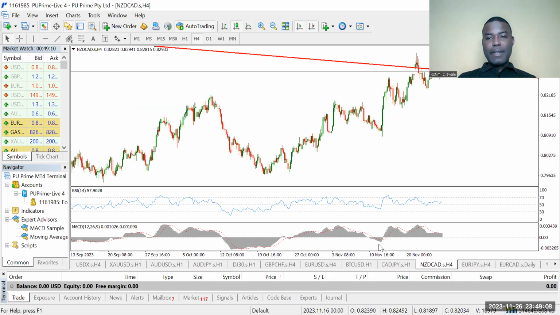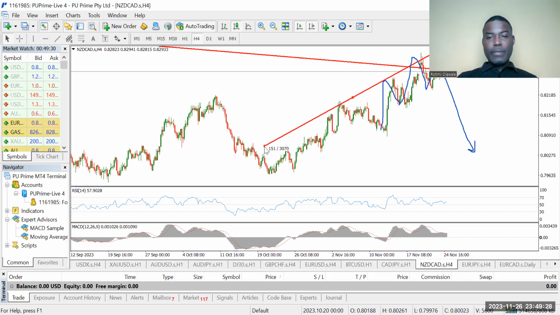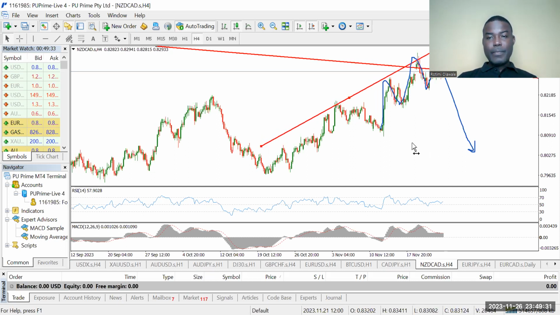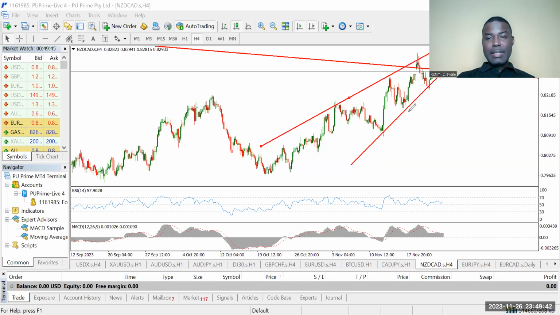And on the 4 hour time frame, we have a pattern that looks very, very close to a possible head and shoulder pattern, which will lead to a bearish breakout. So we have a downtrend on daily, a head and shoulder on 4 hour, and we equally have a rising wedge on the 4 hour time frame. So all this is expected to lead to a bearish breakout on New Zealand CAD. Now, this is a swing trade, so it's expected to last possibly the whole week or more than that.